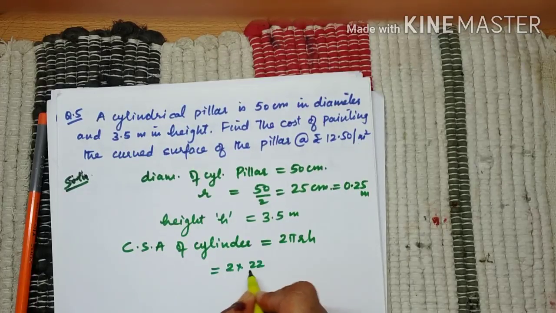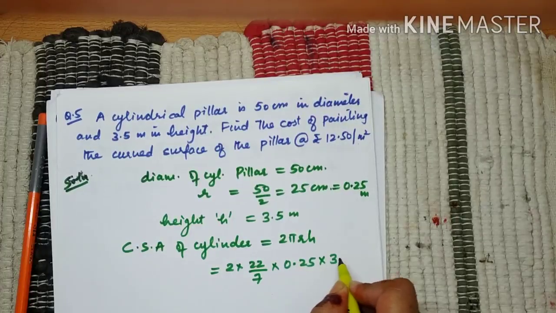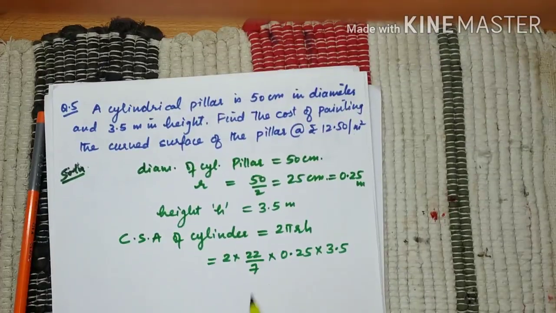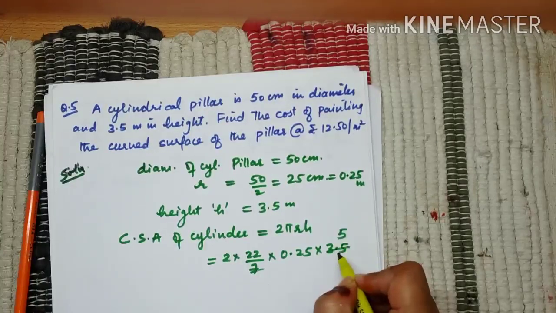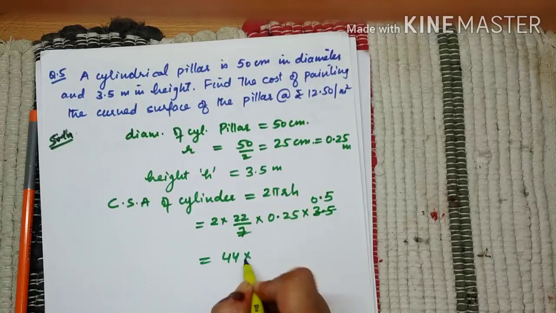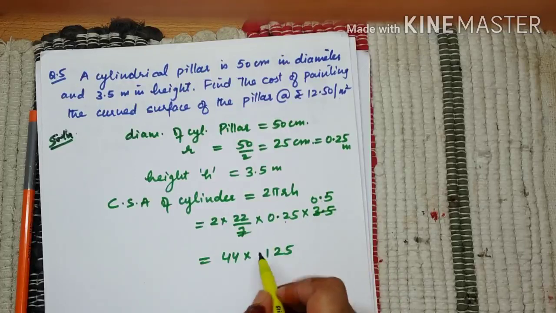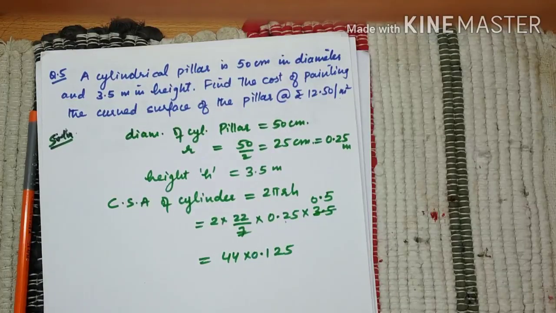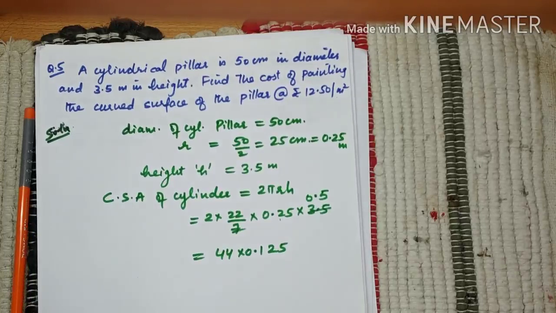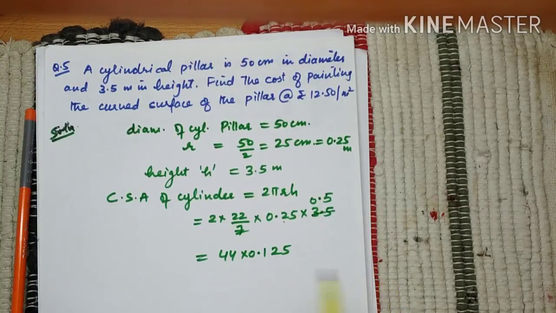So 2 into 22 by 7, radius is 0.25 and height is 3.5. 7 5s are 35 and 1 decimal place. I am writing it like 44 into 25 into 5 is 125, and there are 3 decimal places, so decimal. Now 44 into 125 will be, if we multiply, what do we get? 44 into 125. 125 4s are 1000.